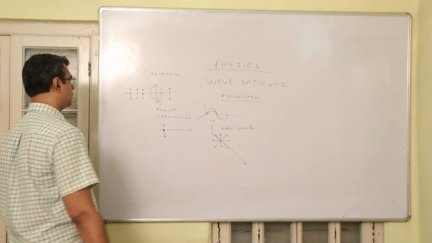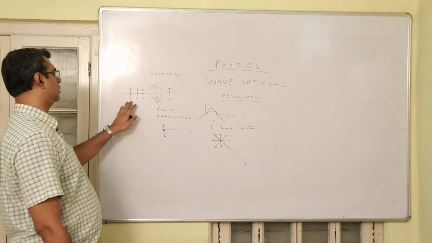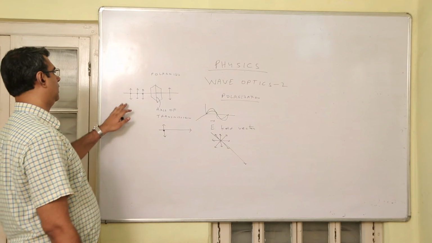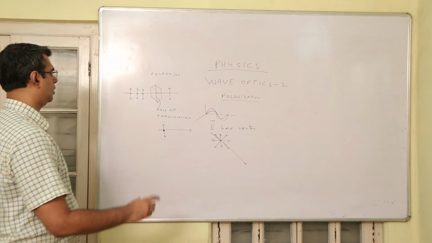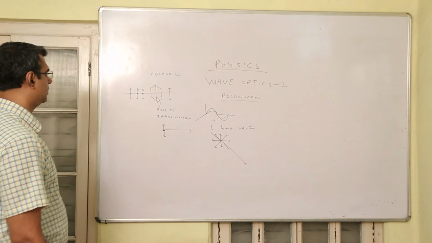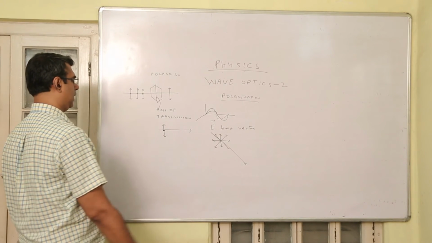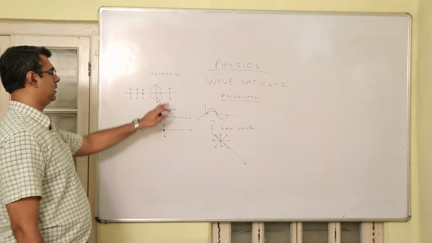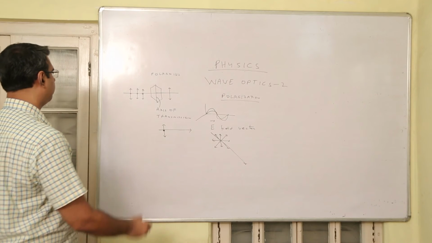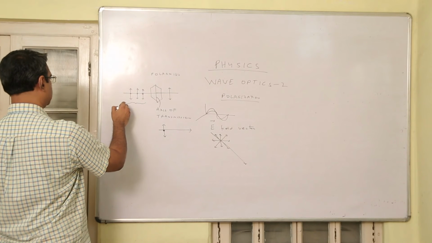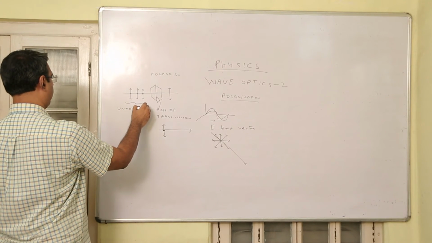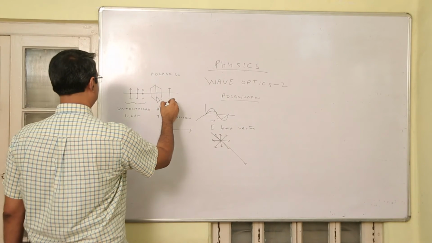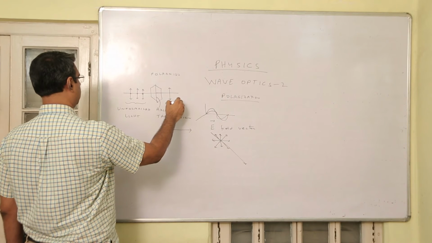So a Polaroid's job is to transmit all those components which are parallel to its own axis of transmission and to nullify all the components which are not along the axis of transmission or which are perpendicular to the axis of transmission. So these dark dots are completely absent in the light which is transmitted. This is known as unpolarized light, and this one is known as polarized light.